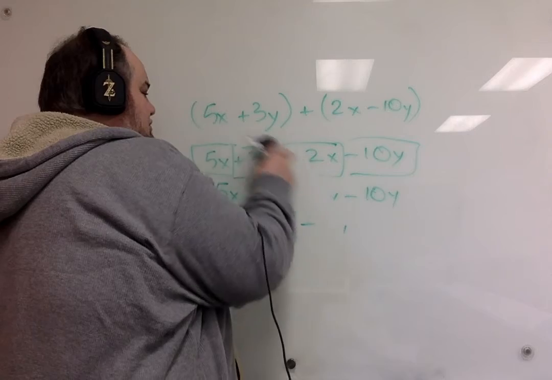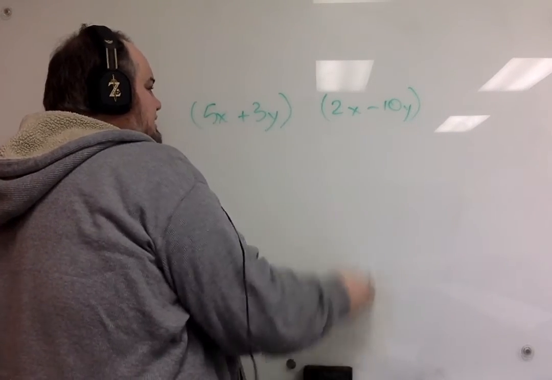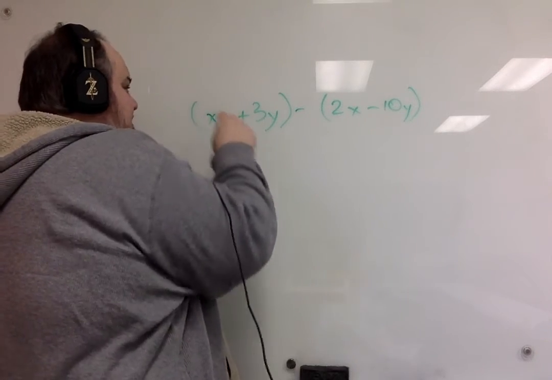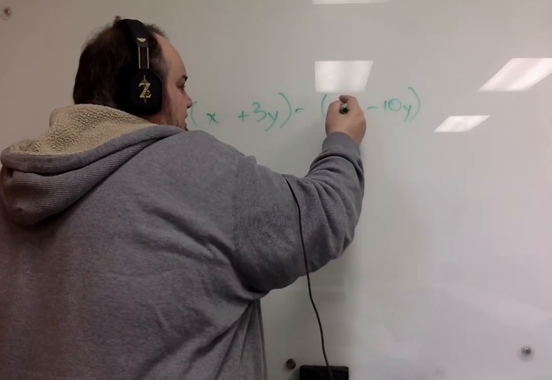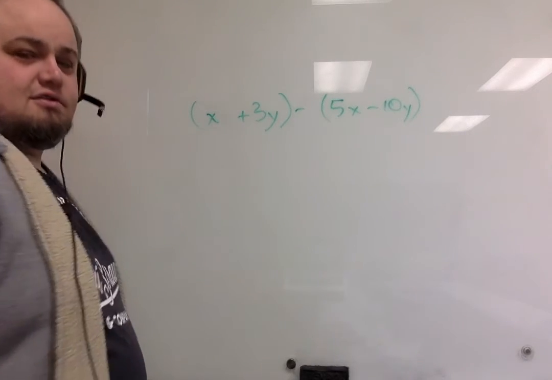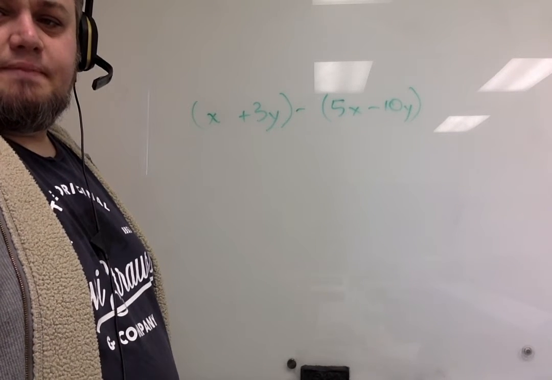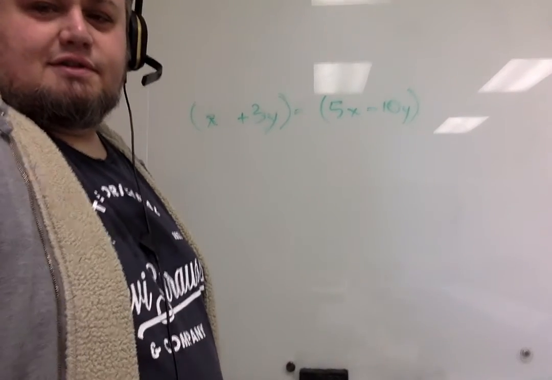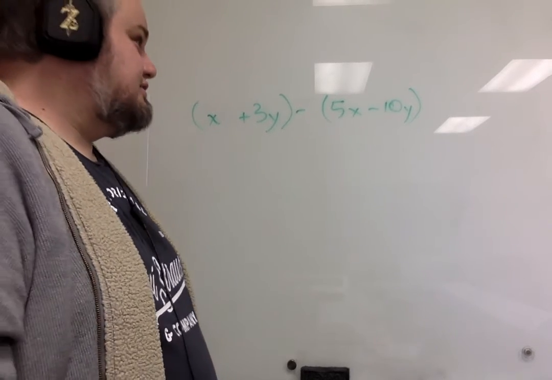Now let's look at an example with subtracting polynomials. So let's say we're subtracting here, and I'm going to change this up a little bit. Let's say we just have x here, and then we have minus, let's do 5x over there. So we said that to remove the parentheses, you just have to follow some simple rules.